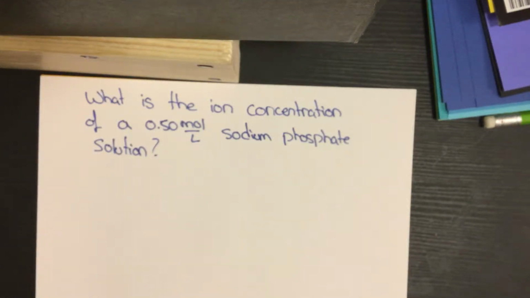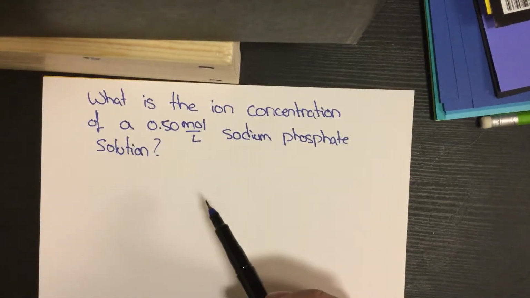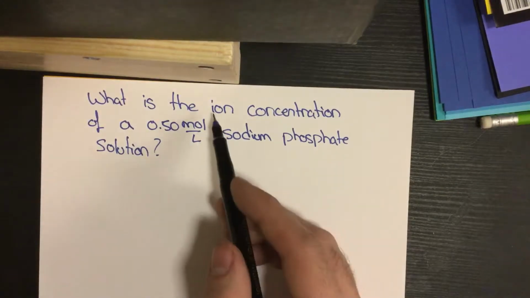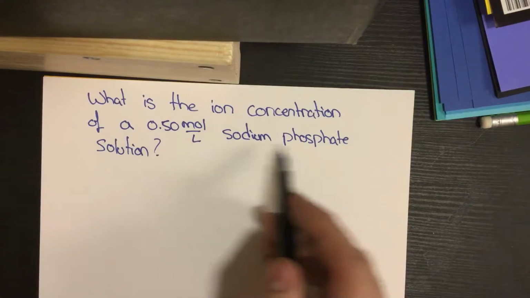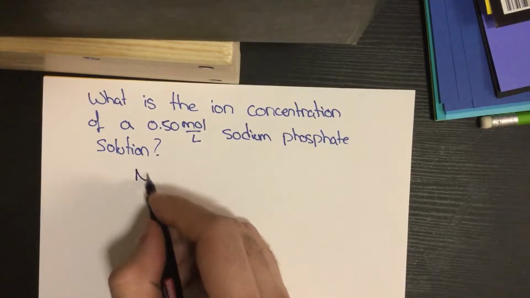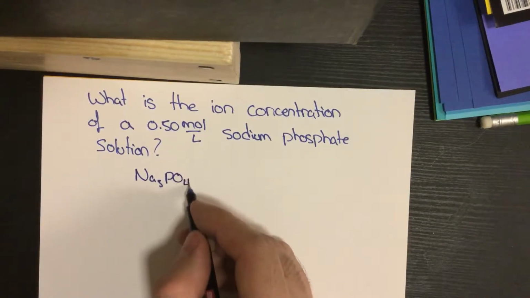Next, we're going to be looking at an ion concentration problem. When looking at this, we're going to have to consider a couple of different factors. One, what are our ions actually going to be? We are looking at sodium phosphate, so we are going to first need to have a balanced equation.